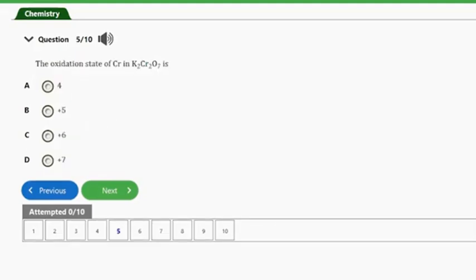Let's consider the next question, question number 5. The question says, the oxidation state of chromium in potassium heptaoxodichromate(VI) is: A, +4; B, +5; C, +6; and D, +7. In order for us to get the oxidation state of chromium here, we're simply going to make a quick calculation.